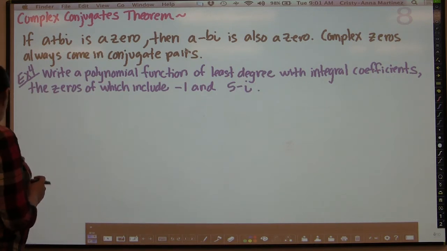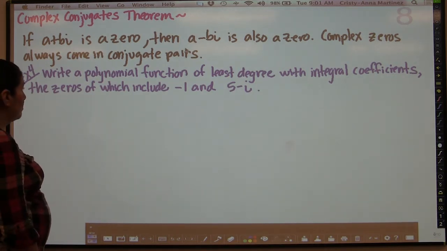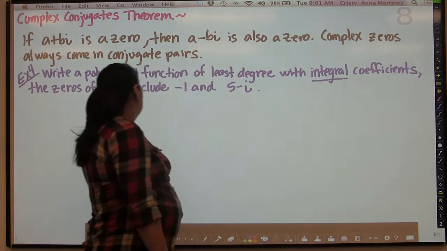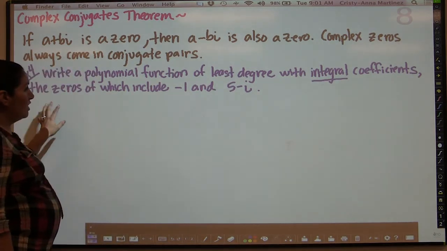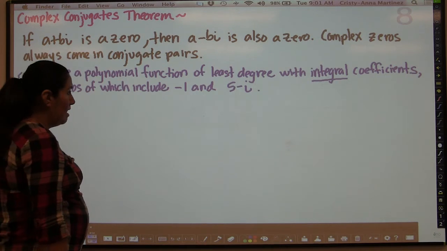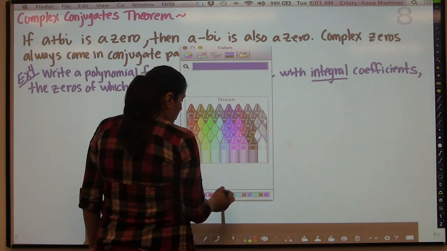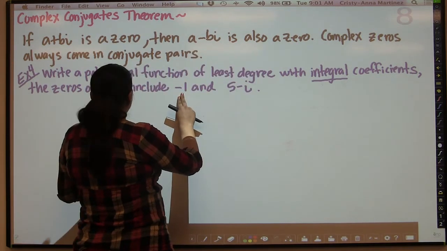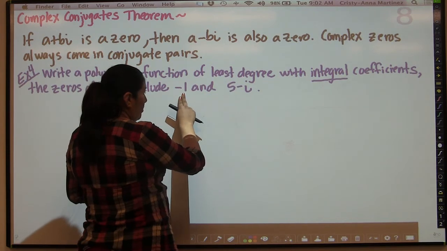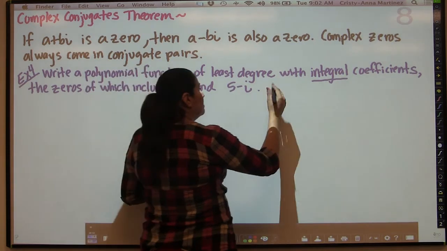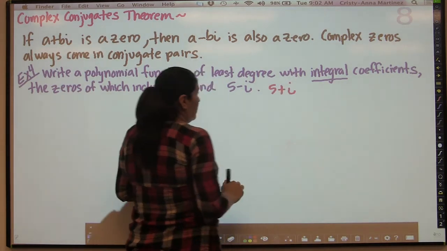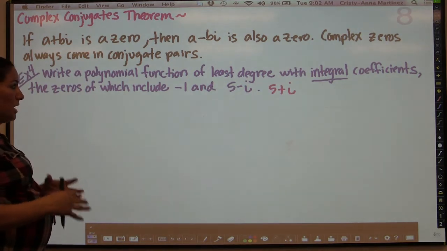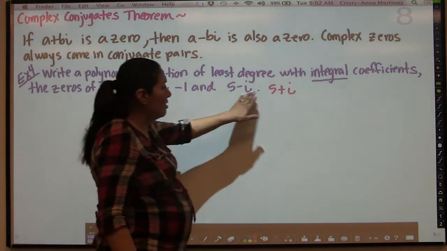So that being said, the example asks us to write a polynomial function of least degree with integral coefficients. And by the way, that means that all of the coefficients have to be integers, no fractions allowed. And of which the zeros include -1 and 5 minus i. So the part that you're supposed to know from this is that we have a -1, which is one of our real zeros, and a 5 minus i, which means that 5 plus i also has to be there. Even though they didn't tell you that 5 plus i is a zero, you're supposed to know because they always come in pairs. So that means we're going to have 3 zeros.